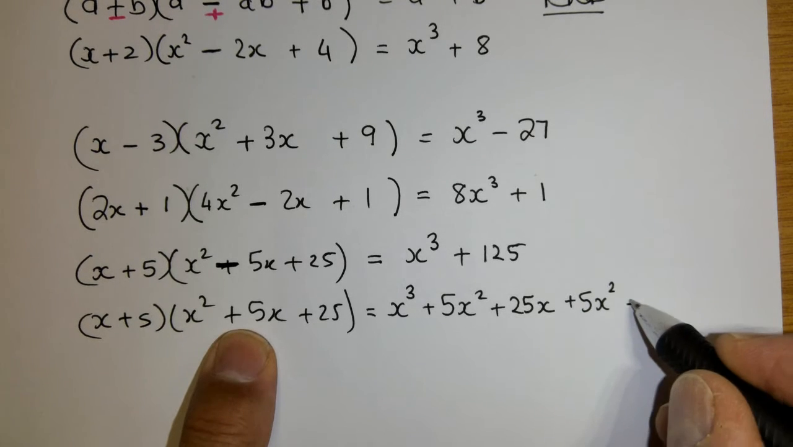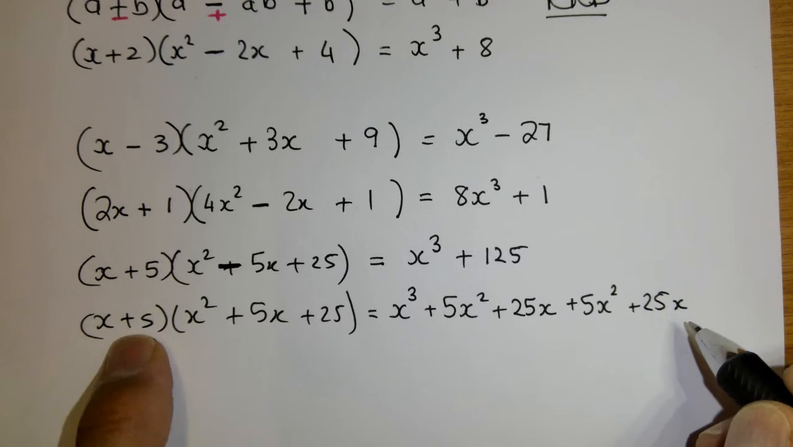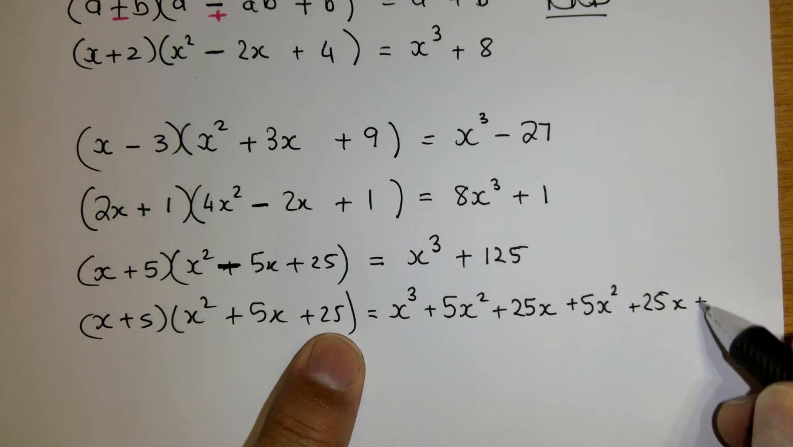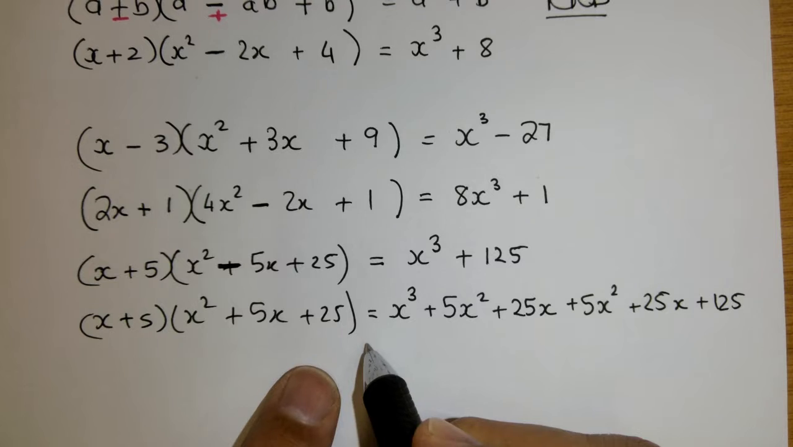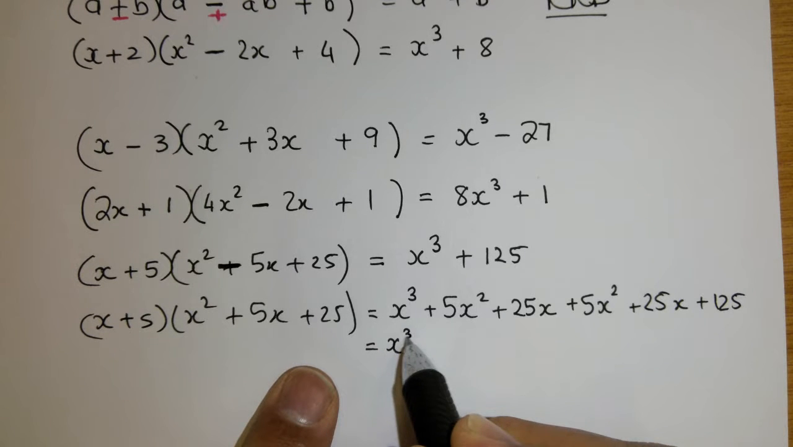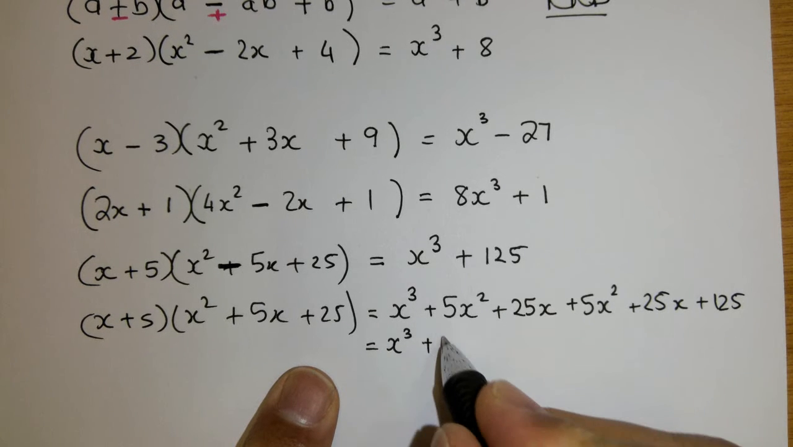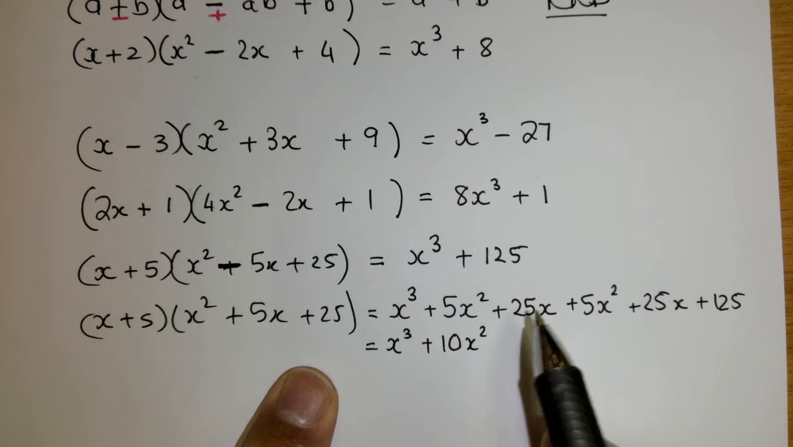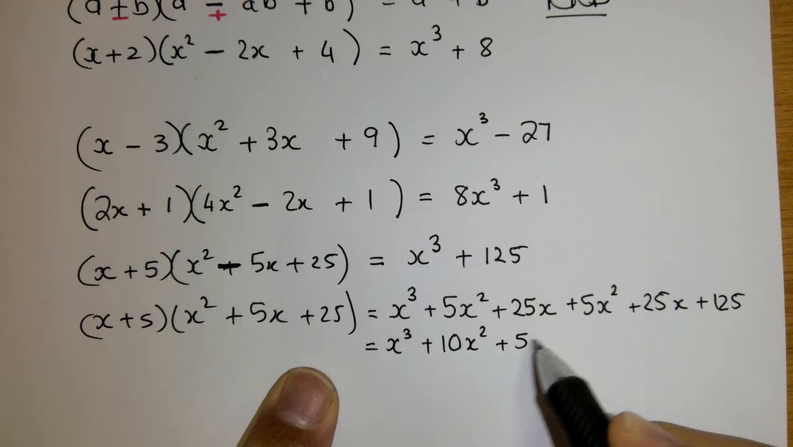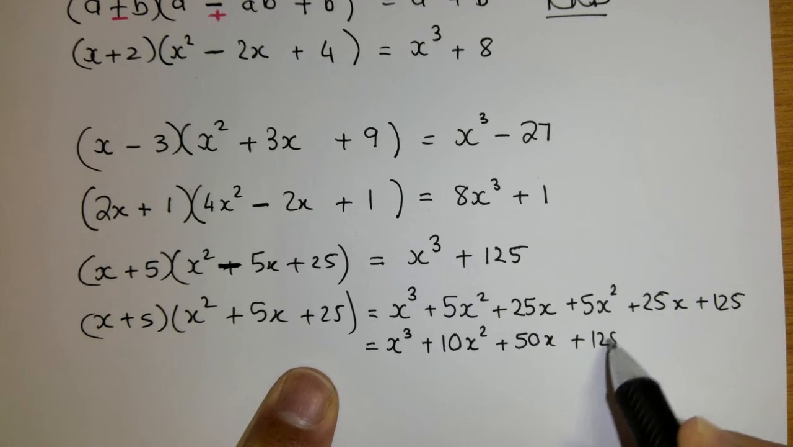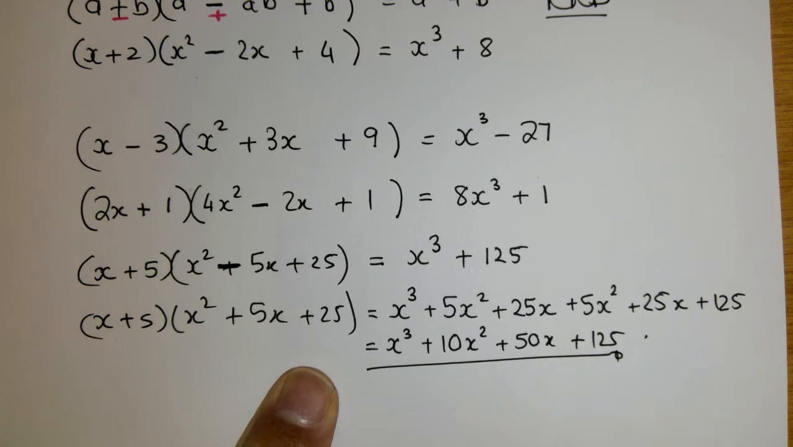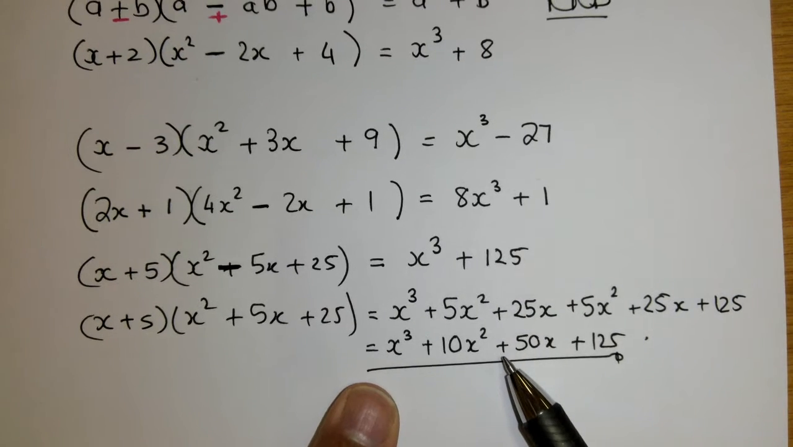5 times that is plus 25x. 5 times this one is plus 125. We clean it up. X cubed, there's an x squared, so plus 10x squared. 25 plus 25 is 50x plus 125. So you can see they look very different, folks.